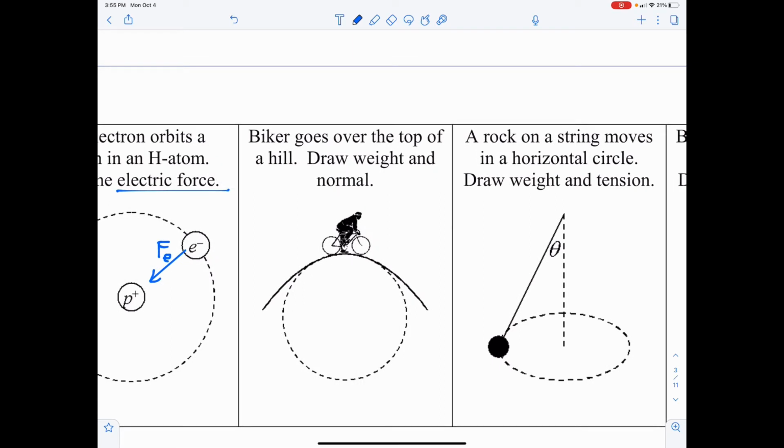Biker goes over the top of a hill. Draw the weight and normal force. Well, weight goes directly down. But is it down? Not necessarily. It's towards the center of the circle. We'll come back to that one in a minute. And then you have the normal force applied from the surface straight upward. But is it exactly upward? Not necessarily. We're looking into the circle and out of the circle. Come back to that in a moment.